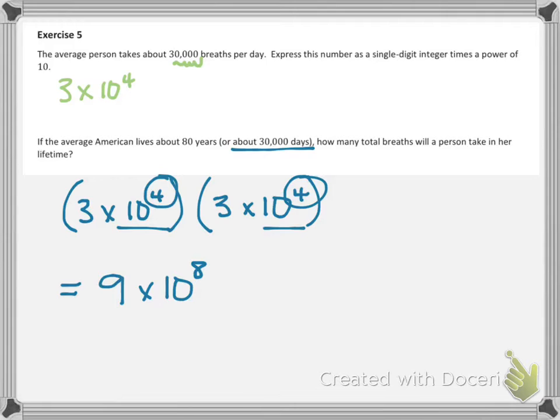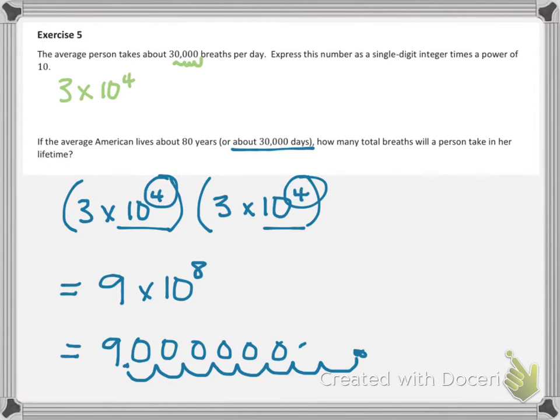So if we were to expand this, we would need the 9, which has the decimal here, and then we have to move that 8 places. 1, 2, 3, 4, 5, 6, 7, 8 places. The decimal's now there, and these would be zeros. So if we fill in our zeros here, we have a comma there, and we have a comma here, so it would be 900 million breaths in a lifetime.